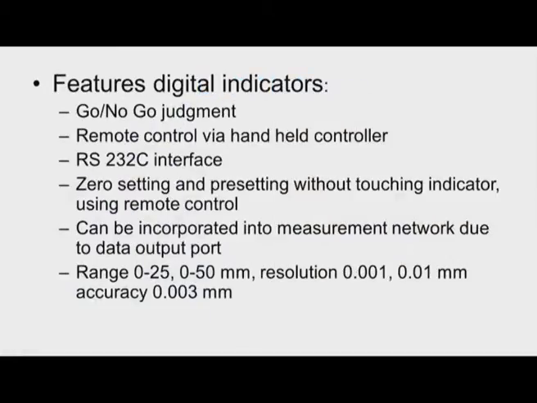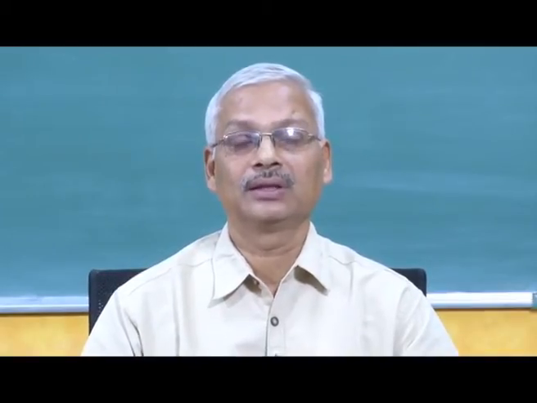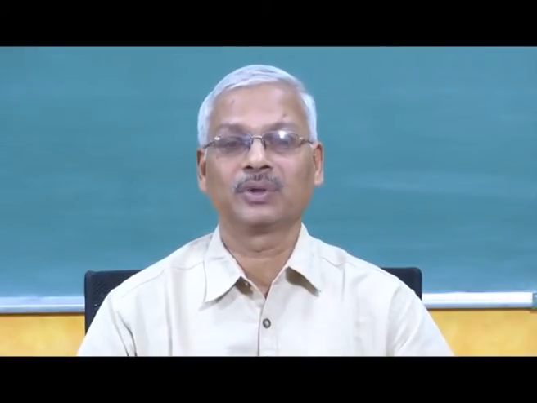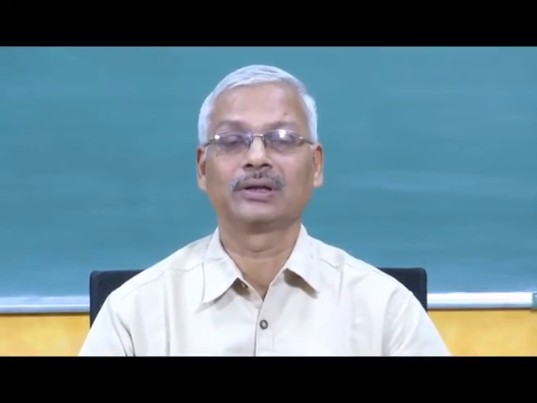Now, what are the features of digital indicators? We can set the tolerance limits using the tolerance option, and go and no go judgment is possible. That means, when the digital indicator is used for checking the workpieces, if the dimension is within the limits, it will say the workpiece can be accepted by displaying the green color. If the workpiece dimension is outside the tolerance limit, that will be indicated by a red color.